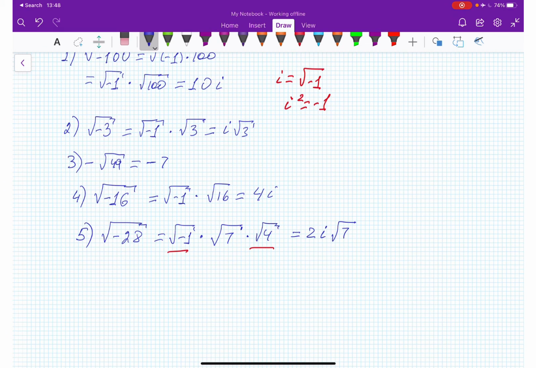Next one. Square root of negative 9. We are getting negative. So negative 9, it's going to be what? 3i, correct? Because we have negative, that means i will come out from this negative, and square root 9 is 3.